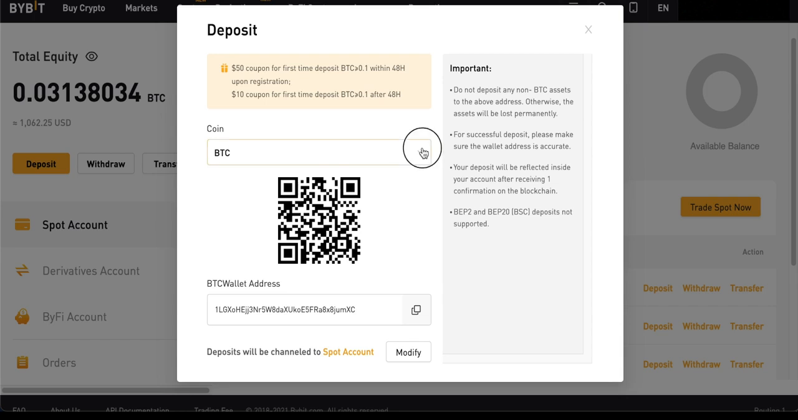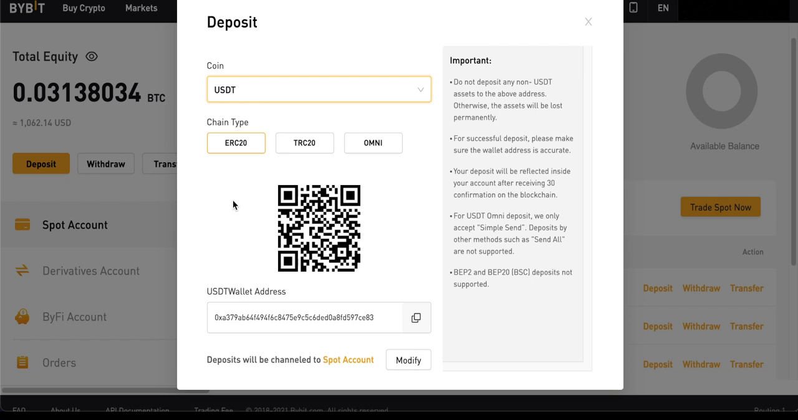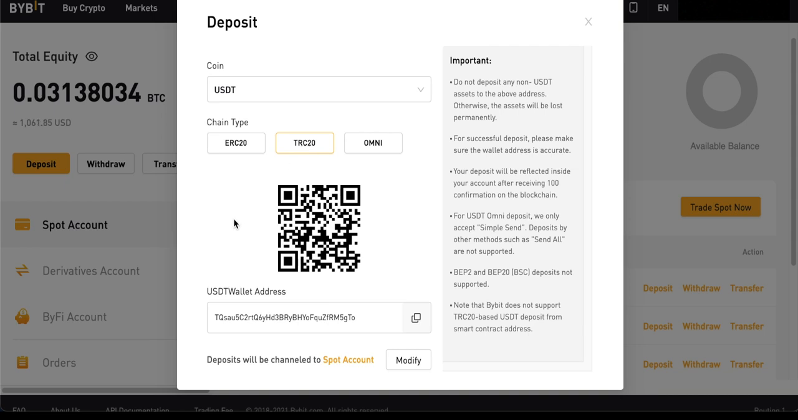You can also do this for Ethereum, US dollar Tether, EOS and XRP. They are the supported cryptocurrencies on Bybit right now. For USDT, a really good tip, I would definitely use TRC20 to transfer any US dollar Tether over to your Bybit. US dollar Tether is hosted on a few different blockchains. ERC20 is the Ethereum blockchain, and Ethereum fees are just a lot higher than Tron fees. Tron is TRC20.